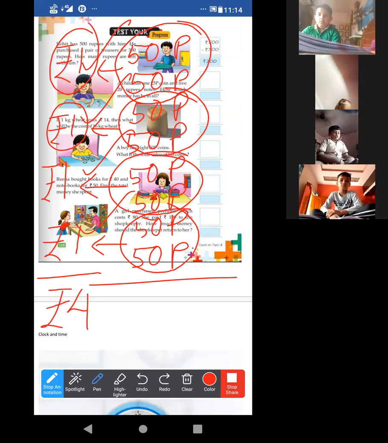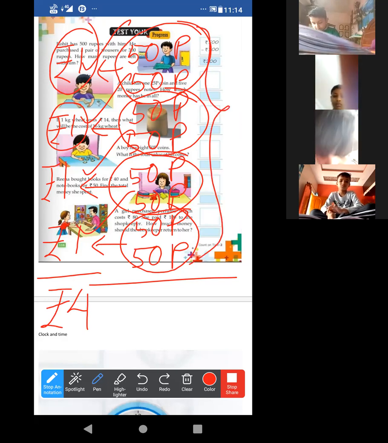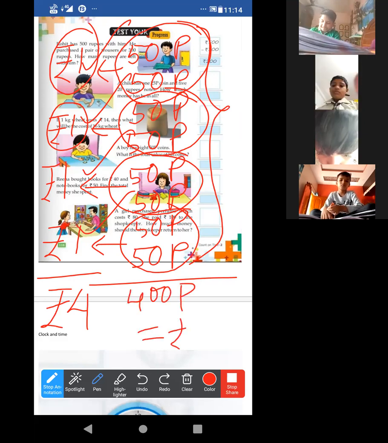Okay. Just a minute. Understood? Wait for a while. Acha. The other process also you can do, just directly add these. If we add, then it will be 400 paise, right? Now 400 paise means 4 rupees. Now, whichever process is easier for you, you can do. Got it? Understood?